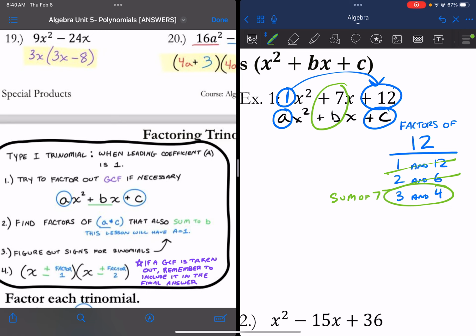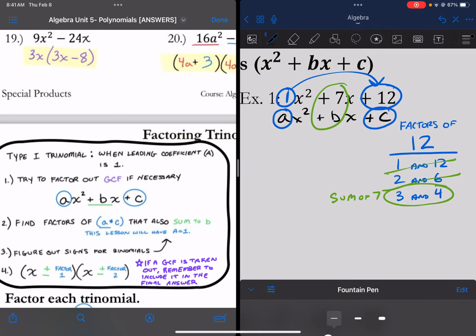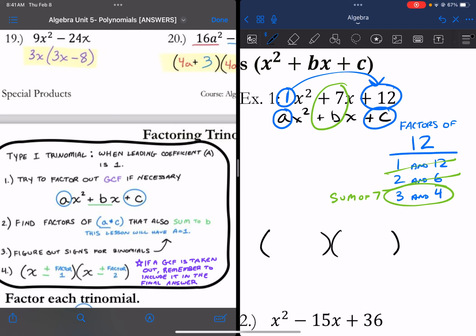Great. We want to figure out the signs. Are they both going to be positive? Are they both going to be negative? Again, whatever signs I use, they need to multiply to a positive 12. But then if I use those same numbers and the same signs that I chose, they need to sum to 7. So I immediately set up both of my binomials. I have an x and an x, and I need to figure out my signs. In this case, they're both going to be positive, because positive 3 times positive 4 gives me a positive 12, and positive 3 plus positive 4 gives me a positive 7, which is exactly what I wanted.